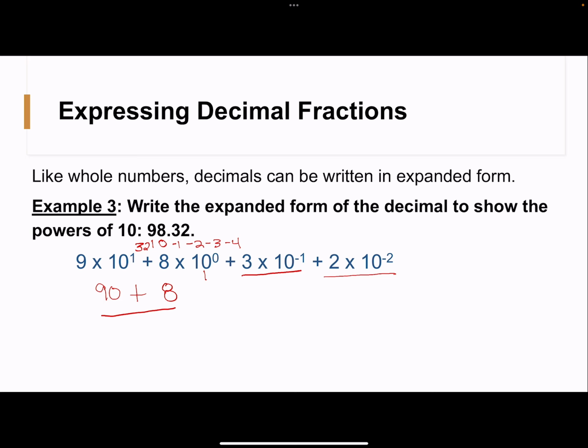So think about our place value. Here's our decimal point. We're going to go 10 to the 0, 10 to the first, 10 to the second, 10 to the third. And to the right side of that decimal point, 3 times 10 to the -1, 2 times 10 to the -2, and we would keep going if we had other numbers, 10 to the -3, 10 to the -4, and etc.